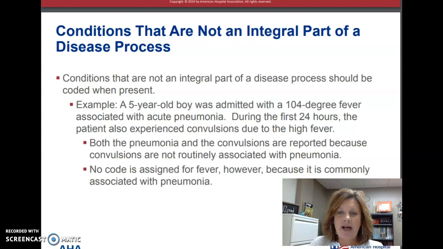Okay, so conditions that are not an integral part of the disease process. Example, we have a 5-year-old boy who was admitted with a 104-degree fever with pneumonia. During the first 24 hours, he also experienced convulsions due to the high fever. So both the pneumonia and convulsions are reported because convulsions are not routinely associated with pneumonia. No code is assigned for the fever, however, because it's usually associated with pneumonia. If somebody has pneumonia, usually a fever runs with it. So again, if it's related to my diagnosis and if it's a sign or symptom, I don't code it.